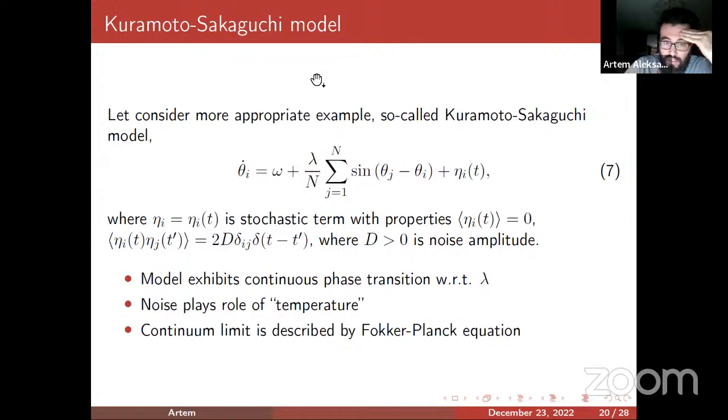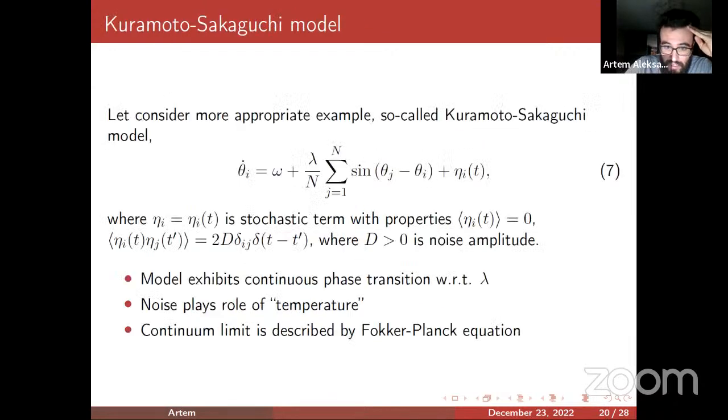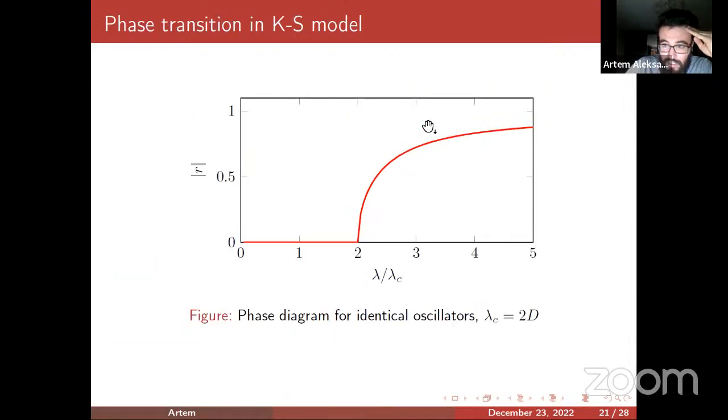And it was shown that this Kuramoto-Sakaguchi model exhibits a continuous phase transition with respect to the coupling constant, and the noise plays the role of temperature. I can show that the continuum limit of this model is described by the Fokker-Planck equation. It is quite a simple derivation. And on this slide, you can see the phase transition in the Kuramoto-Sakaguchi model.